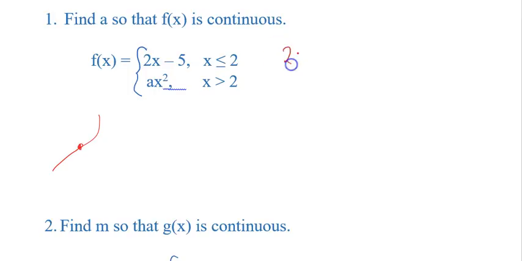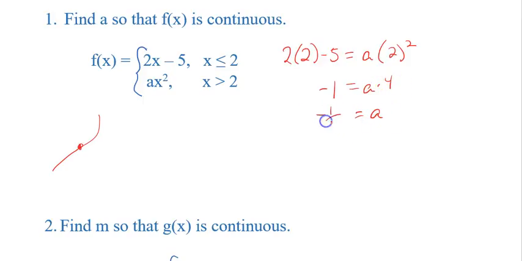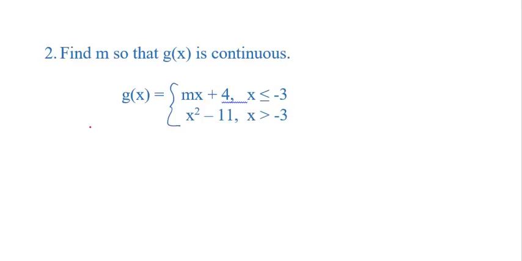So I'm going to say 2 times 2 minus 5, and that's going to have to equal a times 2 squared. So over here I have 4 minus 5, so I get negative 1, and then 2 squared is 4, so I have a times 4 here. Divide both sides by 4, and a is negative 1/4. So this would be the value I would need in front of the x squared so that these two graphs fit smoothly together.